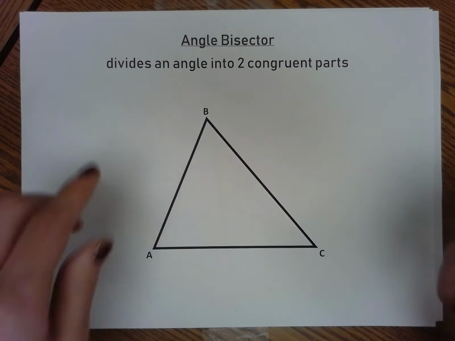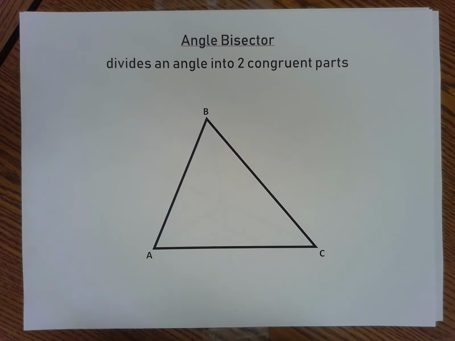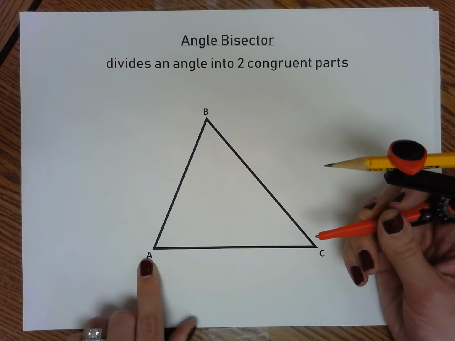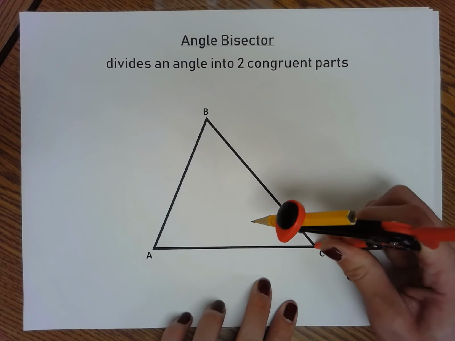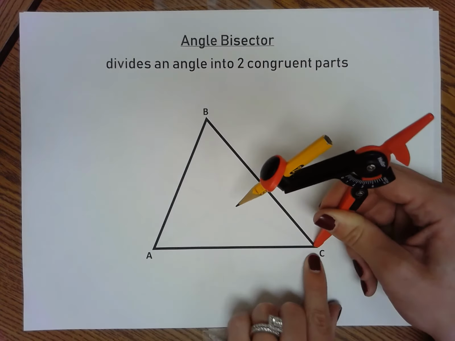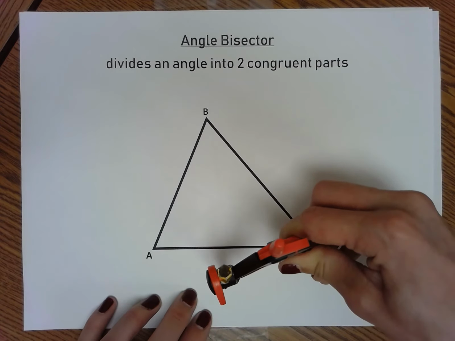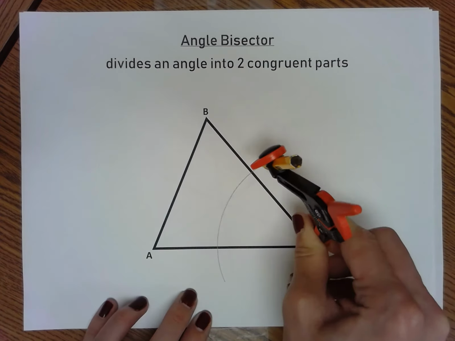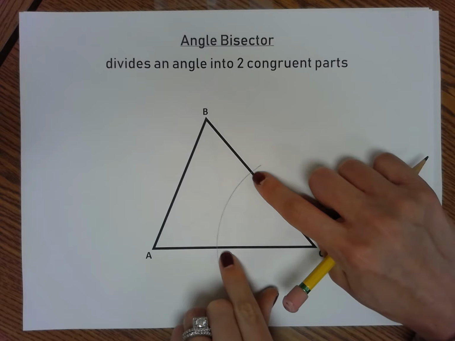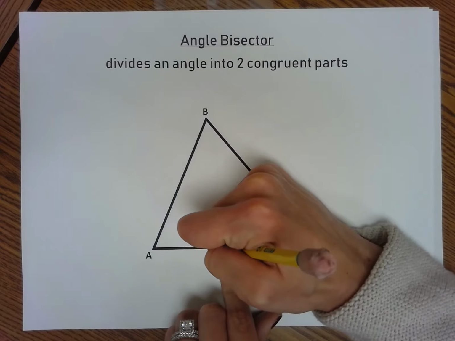So an angle bisector divides an angle into two congruent parts. In this example, I'm going to do the angle bisector of angle C, of angle ACB. In order to do that, here are the steps. I'm going to put the point of my compass on the vertex of the angle you're going to bisect, and then draw an arc. That's step one. You see how that arc intersected the sides of the triangle at two spots, here and here? You can draw them in if you want.